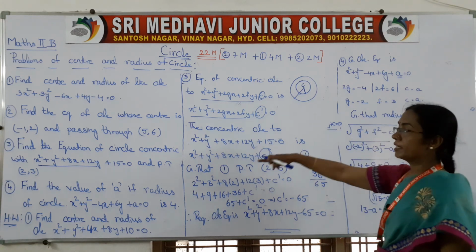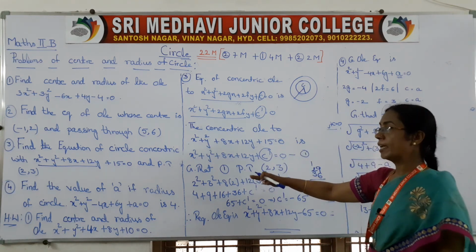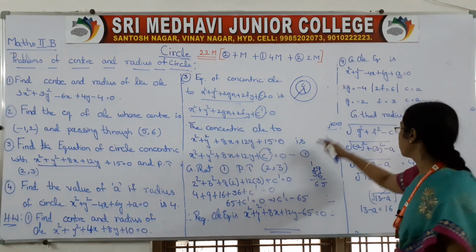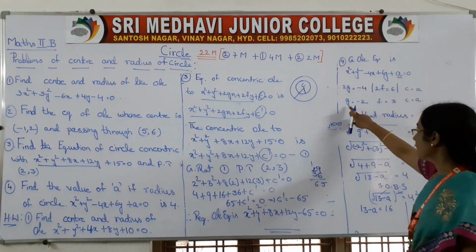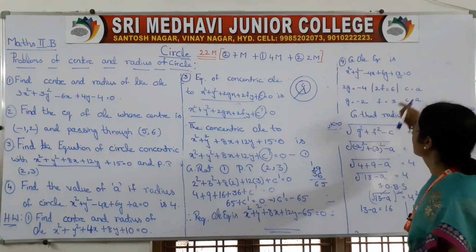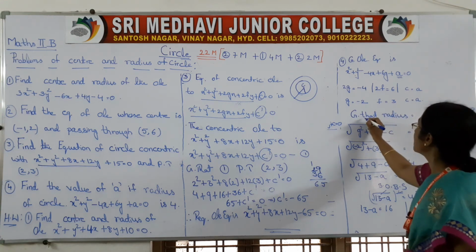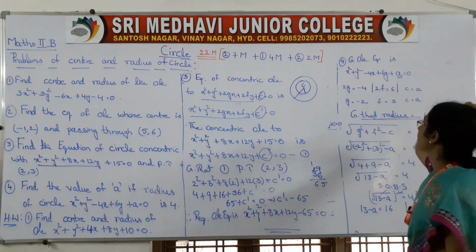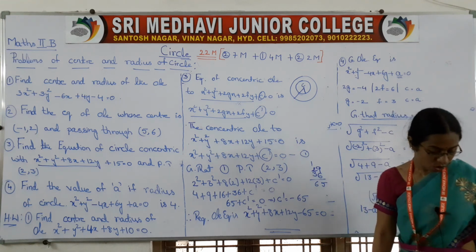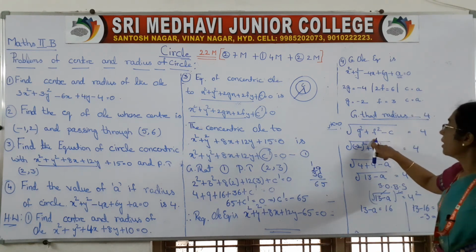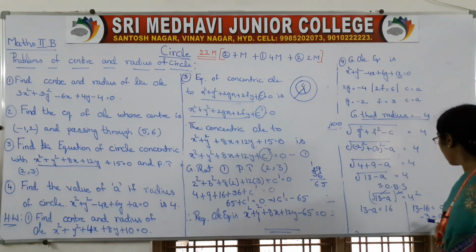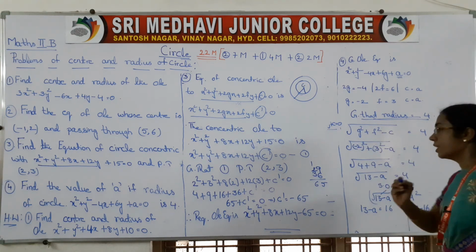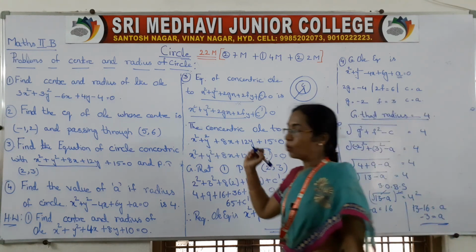So, read that question: find the value of a if the radius of the circle is 4. This is the given circle equation; with that you find g, f, c. Then what is the given information? Given that the radius is equal to 4. Take the formula for radius and substitute. Finally, you got your a value. That is your fourth question.